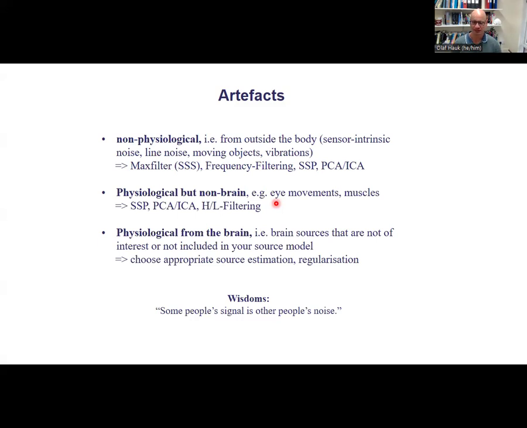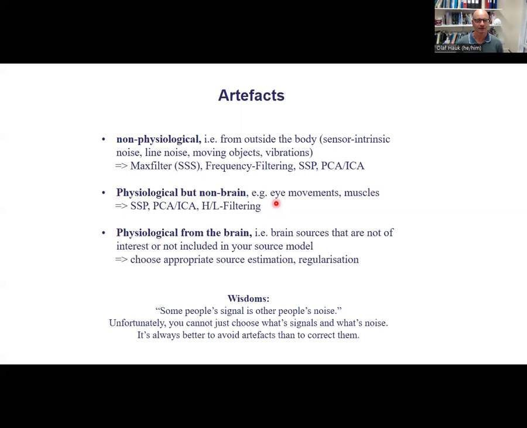But for other people, that's exactly the meaning of their life. That's what they are studying. That's what they want to figure out. What does the alpha rhythm do? How is it related to attention, for example? So that's where you have to decide what is noise and what is signal for you. And unfortunately, it's not just something you can decide. So you have to understand your paradigm and how it's related to your brain data.